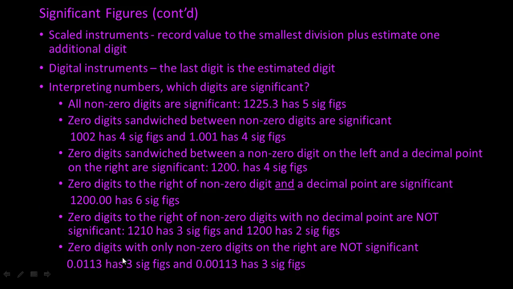Finally, zero digits with only non-zero digits on the right are not significant. For instance, 0.0113 has three significant figures. These two leading zeros are placeholders. The 1 in the hundredths and the 1 in the thousandths digits are certain, and the 3 in the 10,000ths digit is estimated. And here, it doesn't matter how many zeros we lead with, all leading zeros are placeholders.